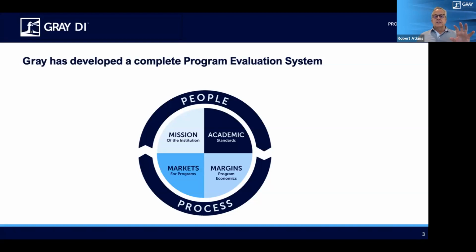Of course, those decisions need to be consistent with your academic standards, and even more importantly, with the mission of the institution. Now, I'd love to tell you that with the advent of AI and ChatGPT, we could give you an algorithm and it would just tell you what programs to start, stop, sustain, or grow. For better or worse, definitely for better from our perspective, that's not yet possible that we know of, and I doubt it will be possible anytime soon.